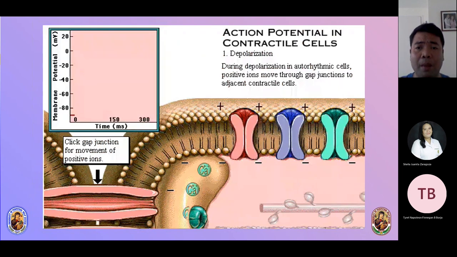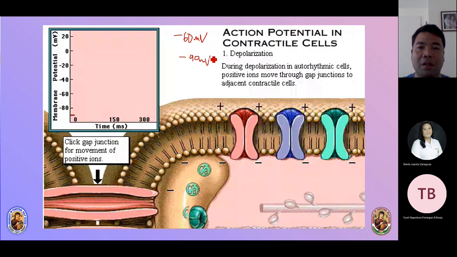And as you can see, the resting membrane potential of a contractile cell is much more negative as compared to a resting nodal cell. Sabi natin kanina, si SA node and any nodal cell has a resting membrane potential of negative 60 millivolts. Ito palang mga contractile cell is much more negative, it's negative 90 millivolts.